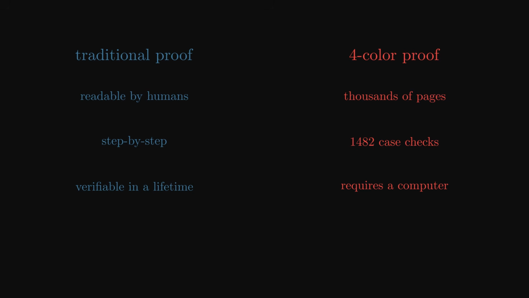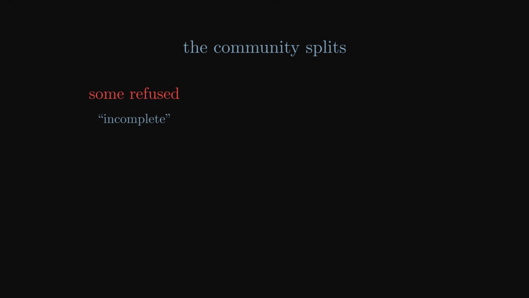Some mathematicians refused to accept the proof. They called it incomplete. They wanted a proof that a single human could read and verify in their lifetime. Others embraced the proof as a new kind of mathematics, where computer assistance was a legitimate tool. The controversy was, in many ways, philosophical.